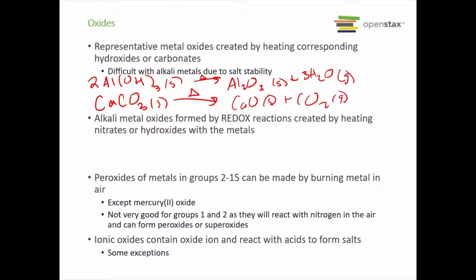The alkali metal oxides are better formed by redox reactions, which we do by heating nitrates or hydroxides with their metals. So, for instance, we take some potassium nitrate and we add some potassium metal and some heat. We get potassium oxide and nitrogen gas. So you can see we've made that metal oxide.